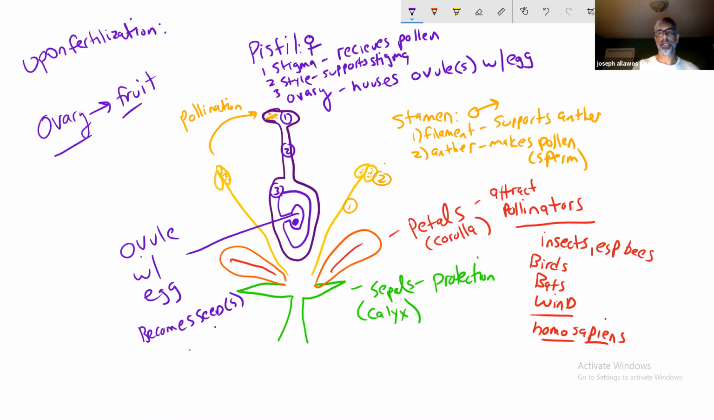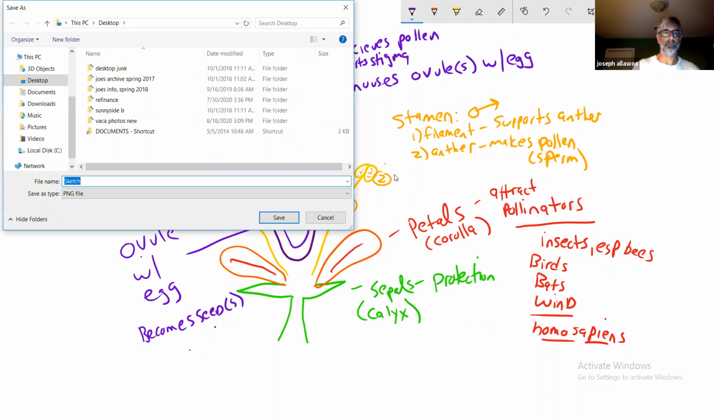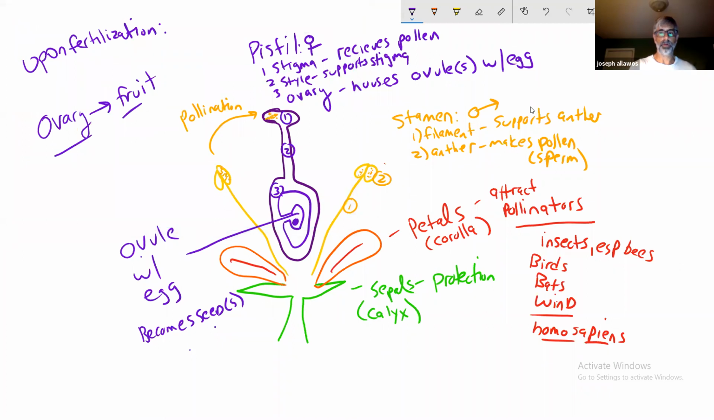Kind of want to take a picture of this image. It's really nice. Let's see, I can save it. Let's save that just for the heck of it. Let's save that on the desktop as flower drawing. Just for fun, because I like it. It's a good drawing.